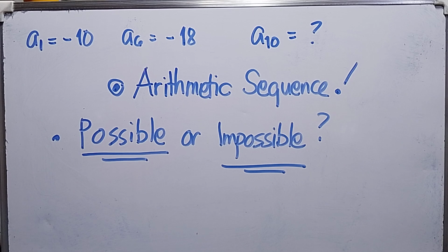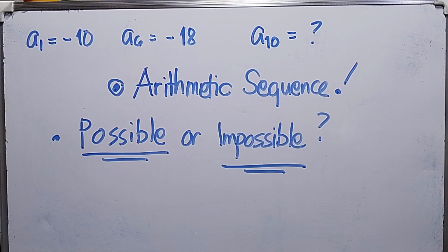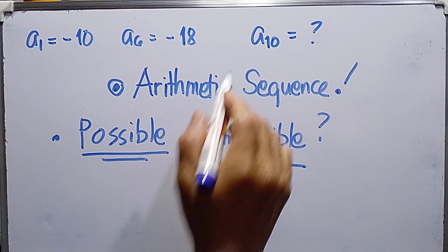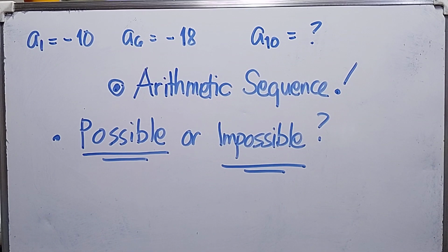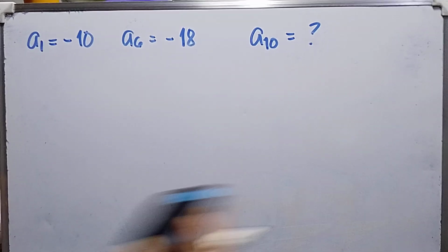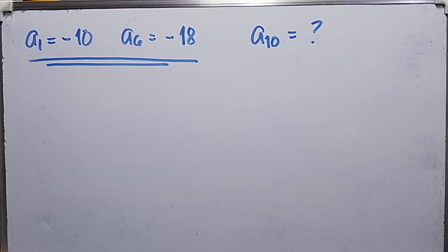This is an arithmetic sequence. This math is intended for grade 10 in the Philippines. I have here the given: a sub 1, or my first term, is negative 10. My a sub 6 equals negative 18. And then I have a sub 10, which is the unknown. Is it possible or impossible? Let us solve if this is possible. I need to use these two terms.